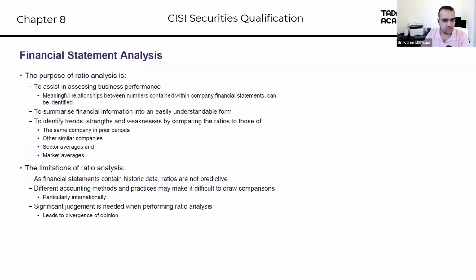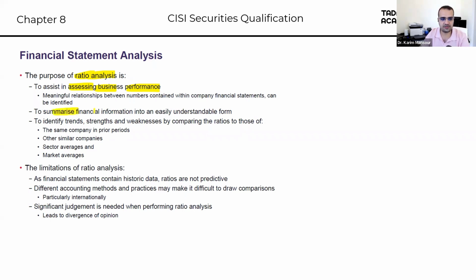Why do we use ratio analysis? Well, simply, we want to assess the business performance. So just because we are making 1 million of sales and 200,000 of profit, that doesn't tell us much about the business. We need to compare the business to itself last year. We need to compare the business to itself in the last quarter. We need to compare the business to its peers in the market. And ratios help us with that.